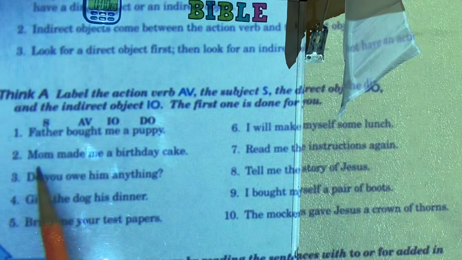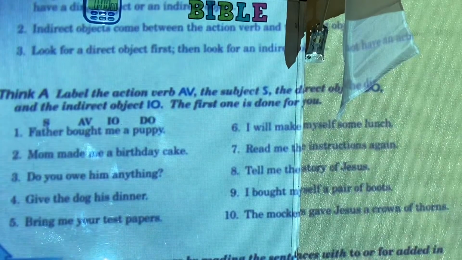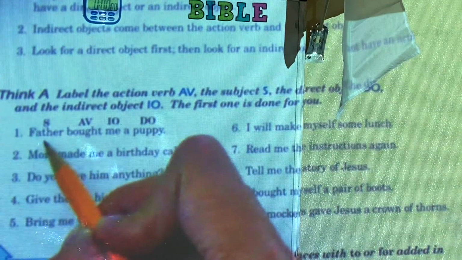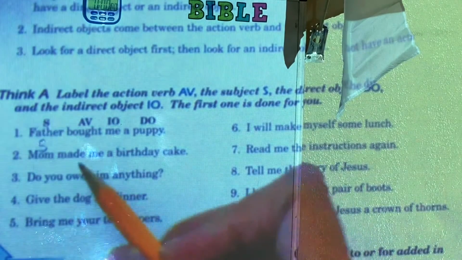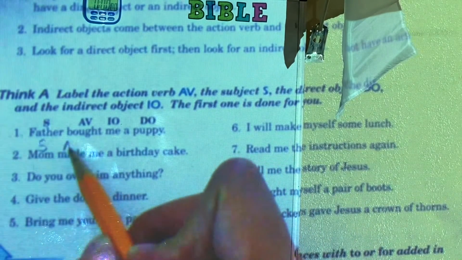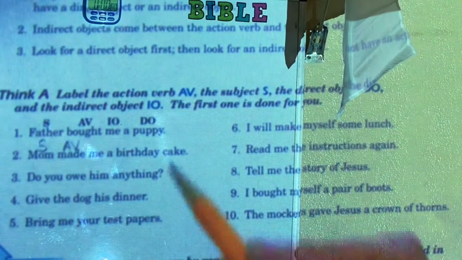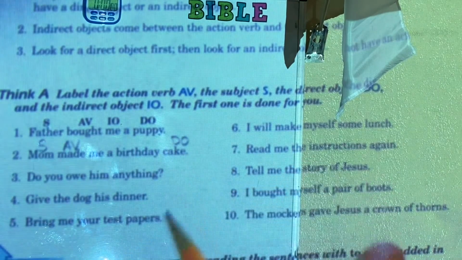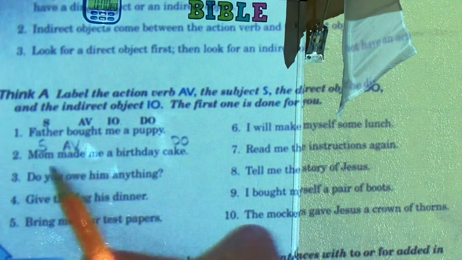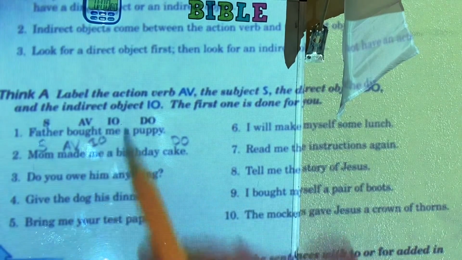On number 2, mom made me a birthday cake. Who is the subject? That would be mom. Mom is the subject. What did mom do? She made. So made would be the action verb. What did mom make? She made a cake. Cake is the direct object. Who is the cake for that she made? Me. So me would be the indirect object.